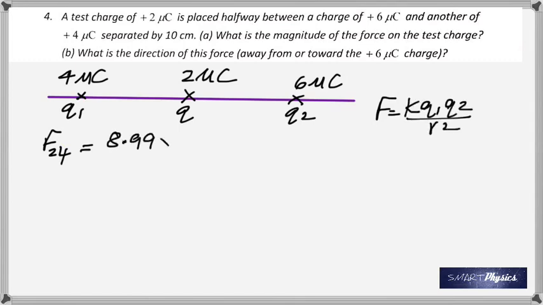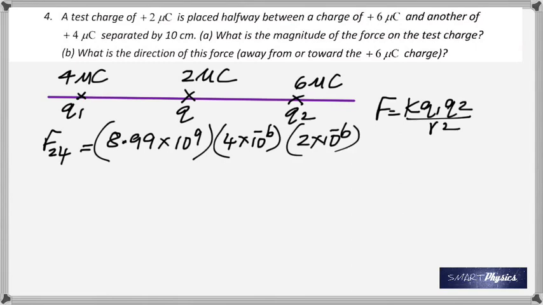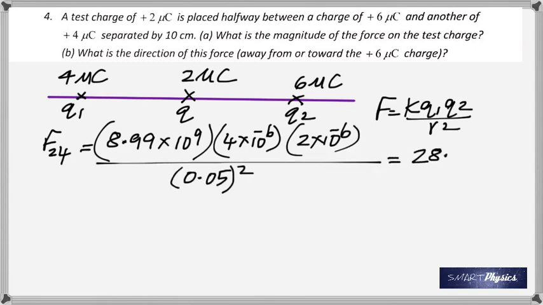I didn't want to write it twice, so I just wrote the formula there once and substitute both into that. Get it out of the way. 10 to the minus 6 because it's micro. Wait, why 0.05? That's half. Half of 10 is 5 centimeters, and then divide by 100. Okay? 5 centimeter divided by 100 is 0.05. That's why you have it there. And then calculate. The first force is 28.8 newtons.